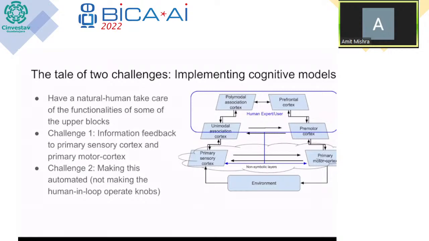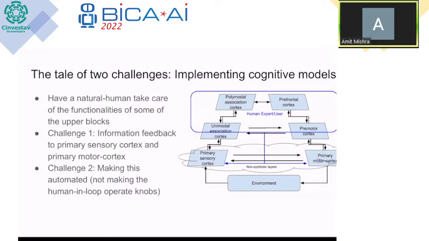Number one, information feedback from the human being to the primary sensory cortex and primary motor cortex. How does that happen? How do we make sure that this information from the real human being is fed to these layers? And just feeding back is not enough, right? Because we should have a methodology, an architecture. We should be able to take those feedback and change them on the fly. So that is the major challenge.